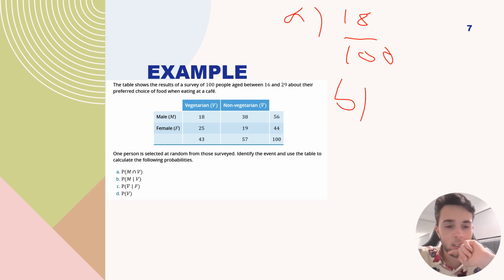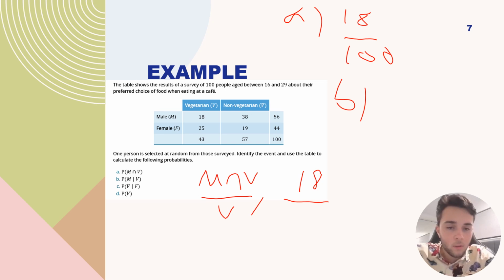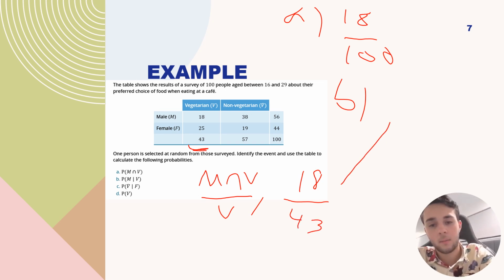Okay, B, male given vegetarian. What that means is that you need to look for male intersect vegetarian, divide by vegetarian, which would look like 18. That's where we got that M intersect V from. And then you're going to divide that by vegetarians. So in order to determine the amount of vegetarians, you sum together these amounts and then you'll get that number down the bottom, 43. 18 over 43 is your answer for B.